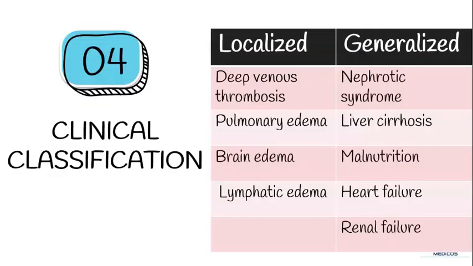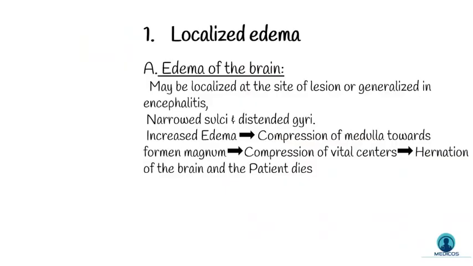When it comes to the clinical classification of edema, we can also classify edema into localized and generalized types. In the localized type, we find edema of the brain first. Edema of the brain, or cerebral edema, might be localized to the site of a lesion, like a neoplasm or trauma, or it might be generalized in encephalitis, hypertensive crisis, and so on.